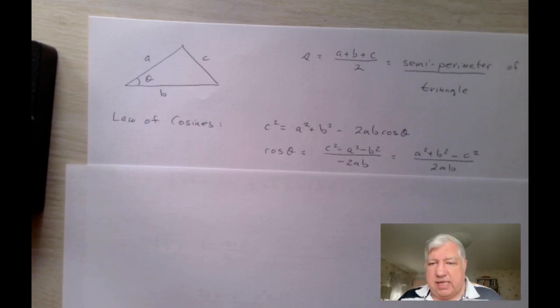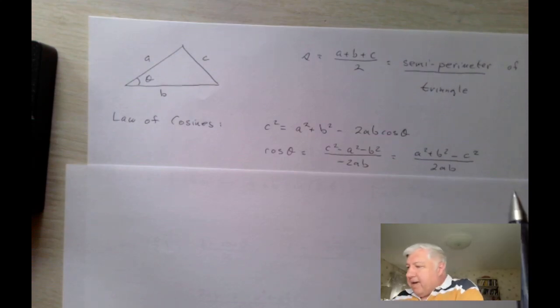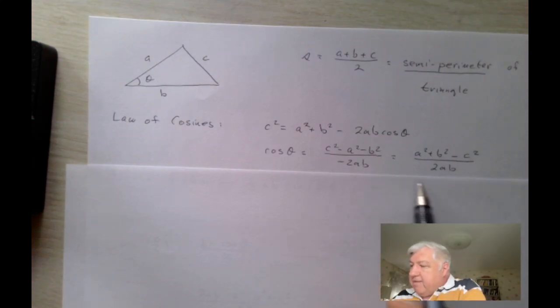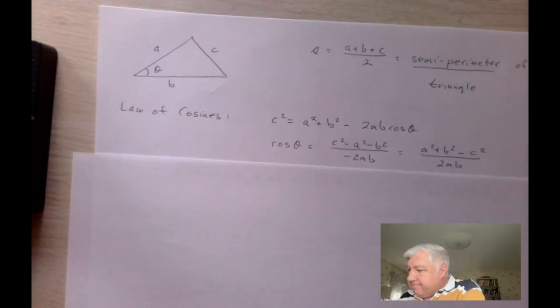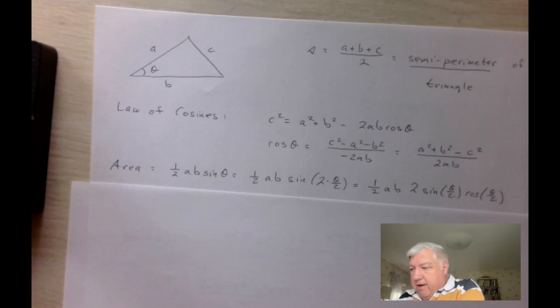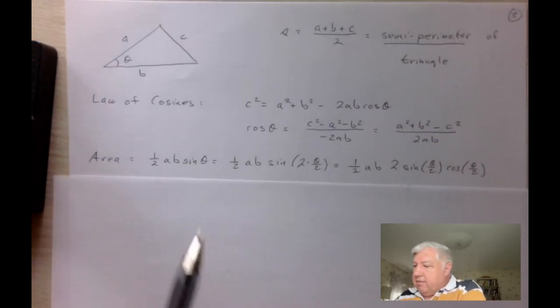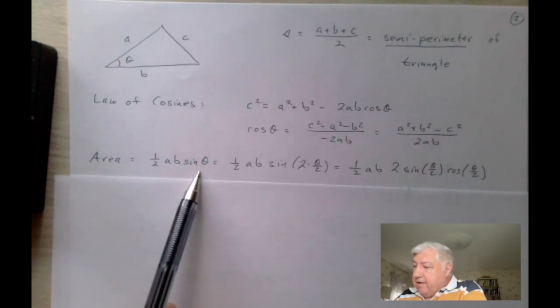Just like exactly what we did in the previous example, we subtract a squared and b squared from both sides and then divide by negative 2ab. And if we don't like the minuses, we can just multiply and divide by negative 1 and we get a squared plus b squared minus c squared, divided by 2ab. Okay, and then the area is 1/2 ab sine theta.